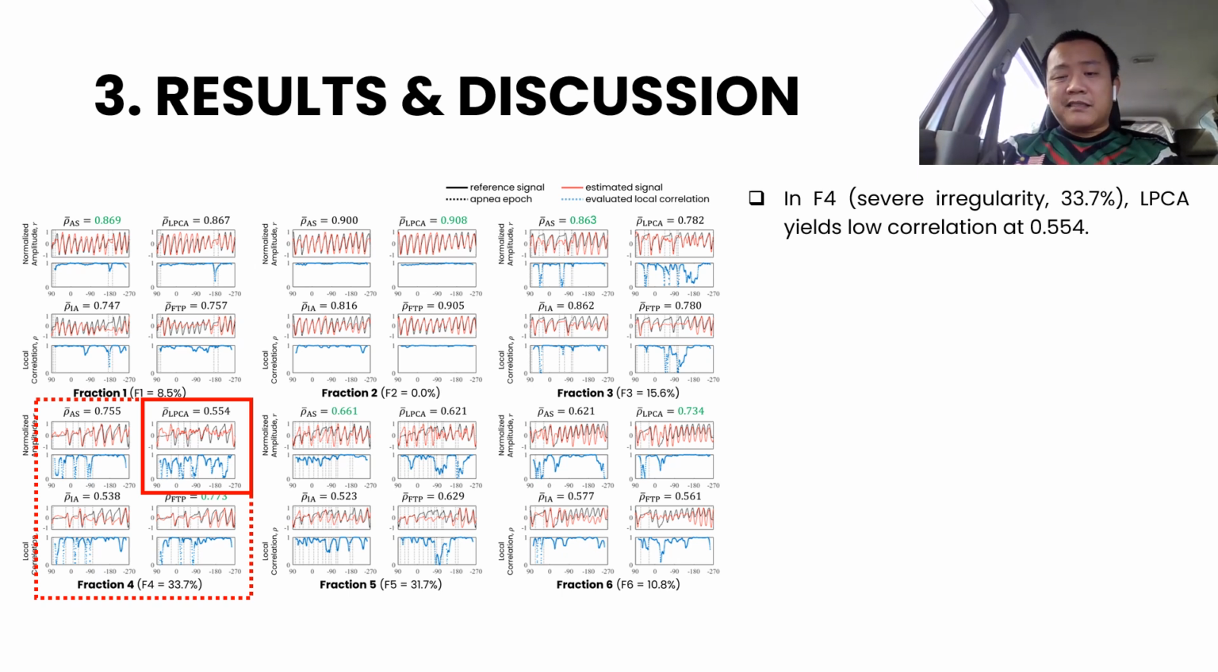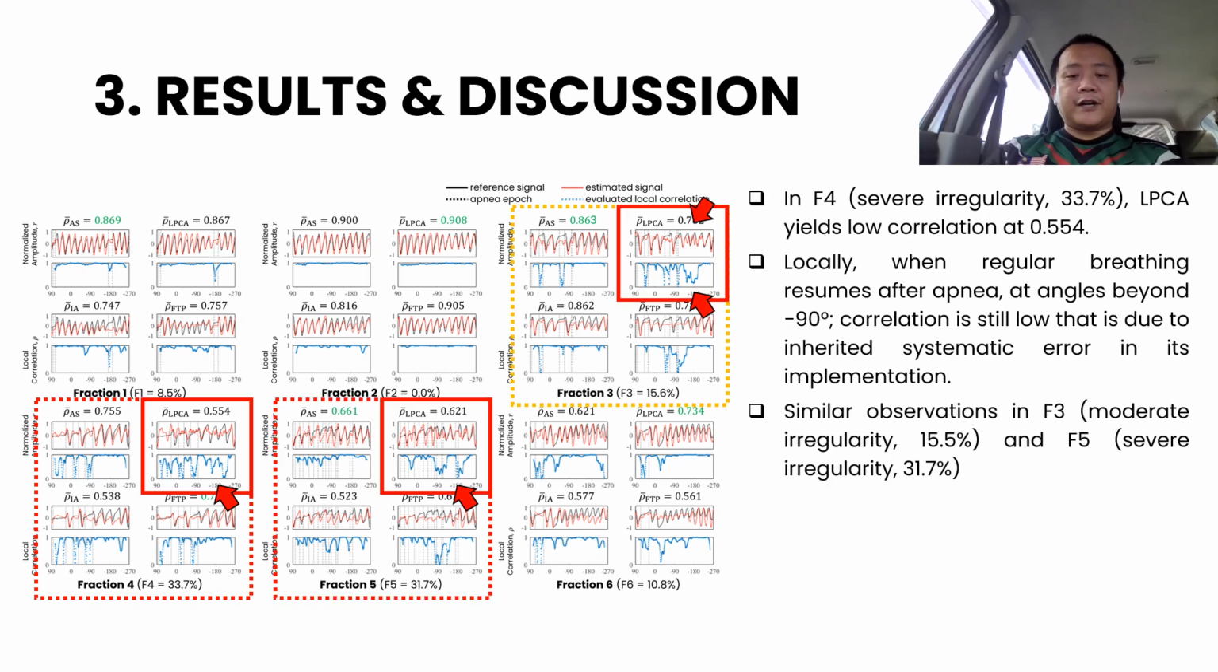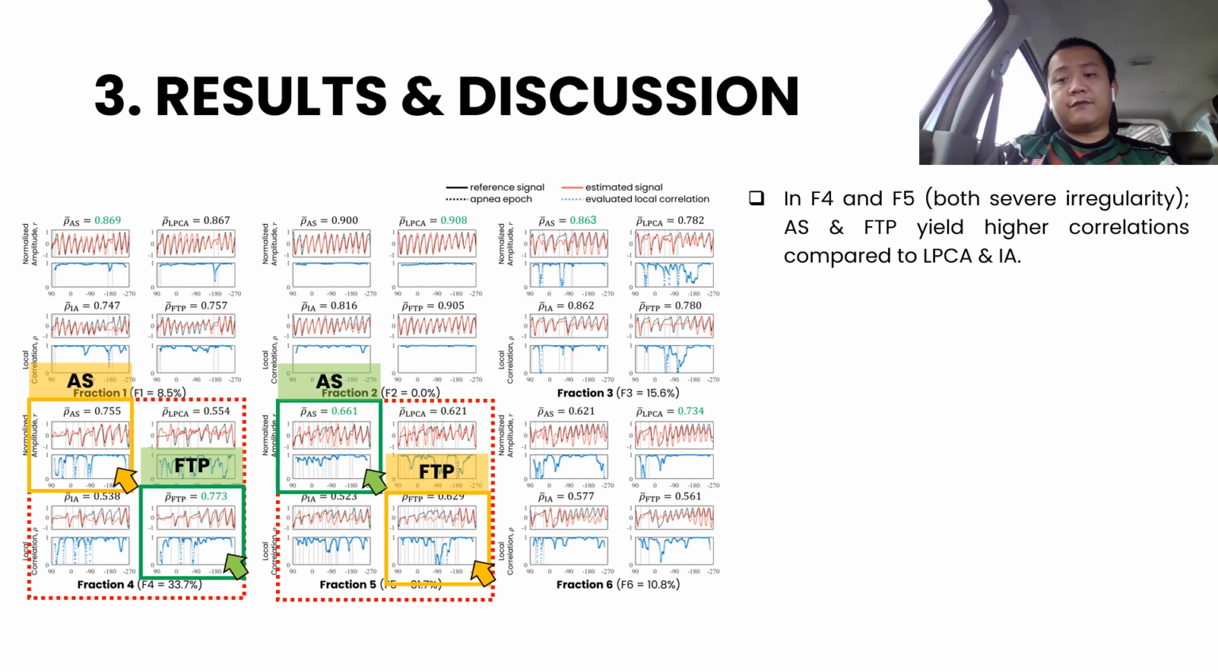the LPCA method performed with a low correlation at 0.554, which is only slightly better than the intensity analysis method at 0.538. These low correlations were, in fact, because the LPCA performed poorly even among the normal breathing traces that followed after the apnea between the OBI angles as shown in the slide. This is also observable in the apnea-like features of fractions 3 and 5, corresponding to the moderate and severe irregularities respectively. For fractions 4 and 5 with severe irregularities, the AS and FTP methods fared better with higher correlation values compared to LPCA and IA.